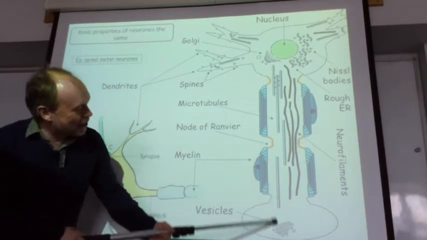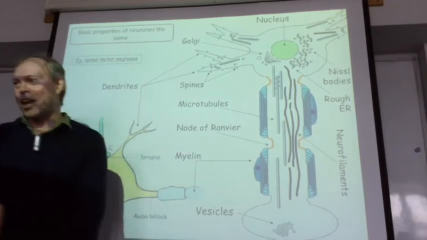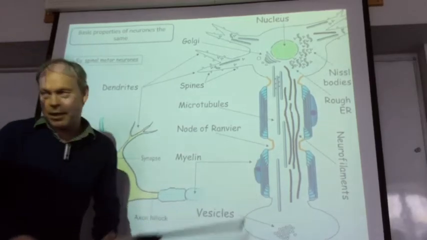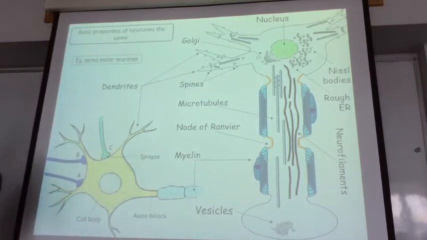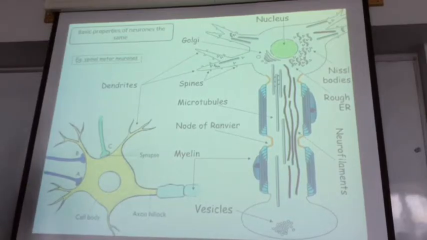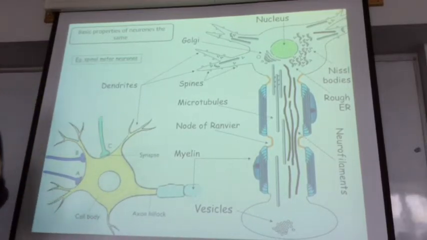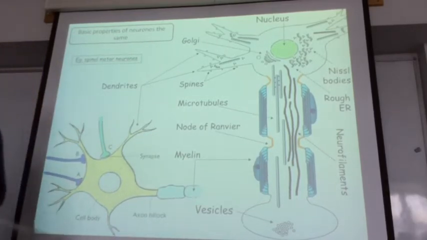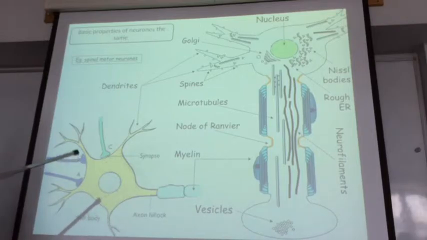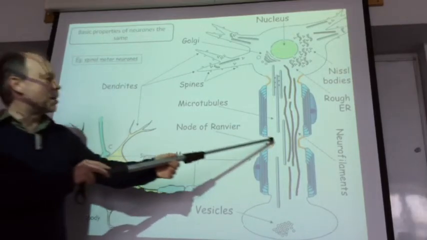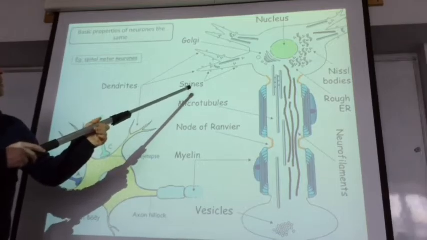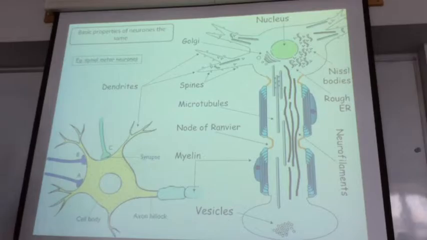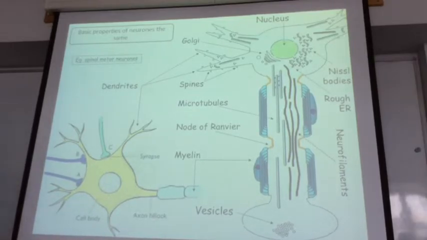Anyway, so it comes down with vesicles. The vesicles are there ready to be released. What else have I got if I come around here? Myelin. I'm going to have another slide on myelin. Myelin is a fatty substance which is wrapped around neurons in order to help with the conduction properties of a nerve. Nodes of Ranvier are merely a gap in between the myelin, although they do have a slightly different physiology to other bits of the cell in order to help with the regeneration of action potentials. Microtubules, I've said. Spines are just little anatomical features, but they tend to indicate a point of excitatory input from another neuron.